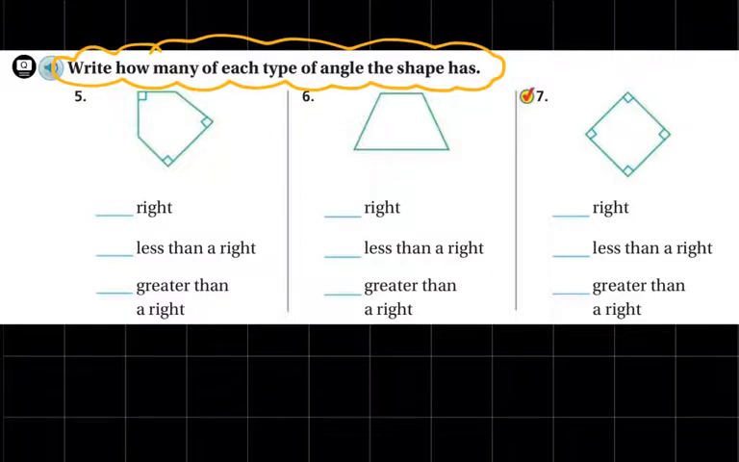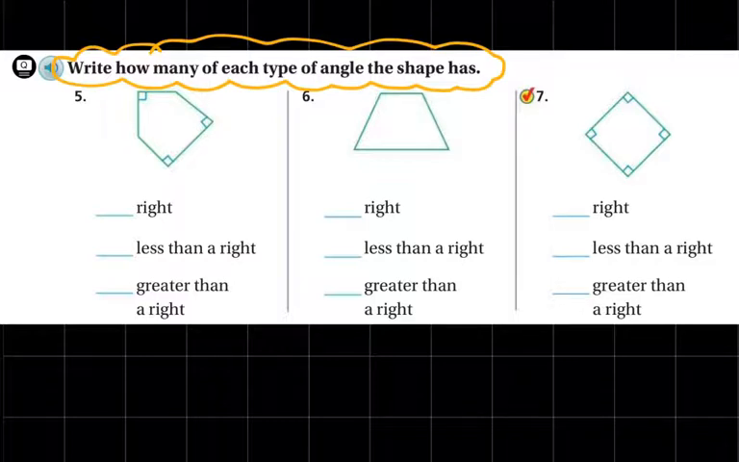Hopefully you will recall that an angle is where two lines meet together at a point. So let's count the amount of angles that we have here. We have 1, 2, 3, 4, 5. 5 angles. And now they want to know how many right angles, how many are less than right, how many are greater than right. So let's start with the right angles.